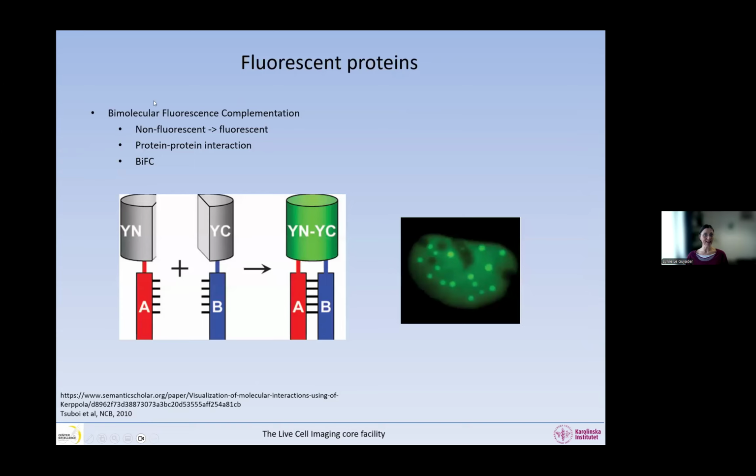Another trick is bimolecular fluorescence complementation, where we basically split a fluorescent protein and attach each half of the fluorescent protein to a molecule. When these two molecules are interacting, the two halves of the fluorophore come close together, and then we have fluorescence. So this is a way to show protein interaction, or at least that the proteins are very close to each other.